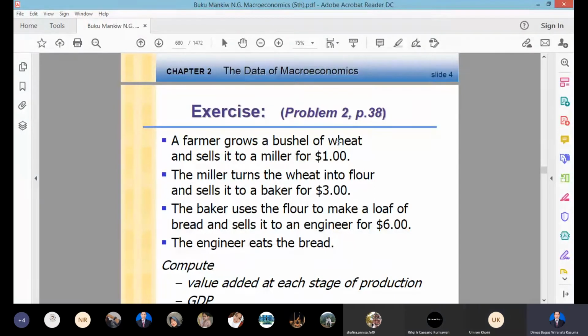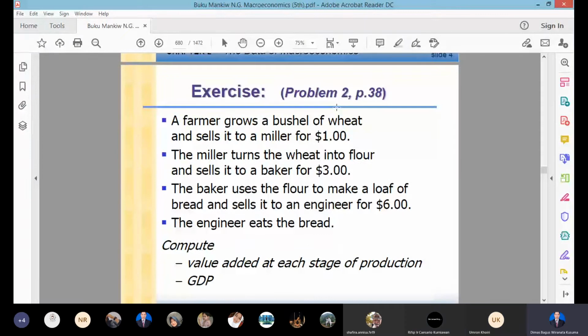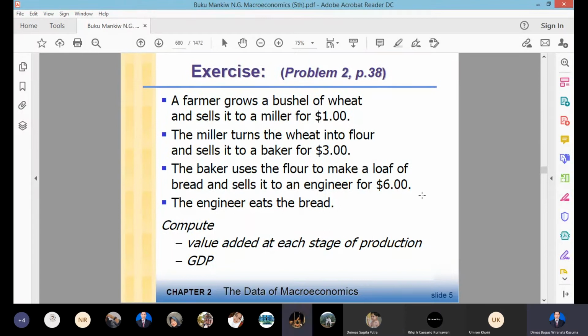From that long story, I want to ask you one by one. Maybe Safira Anissa Putri. How much, Safira, before the wheat is produced? Or I may say, what is the value added of the wheat? 1. Okay, noted. Demas, how much is the value added of the flour? 2 maybe. Yes, correct. The last one, Arik, how much is the value added of the bread? $3.